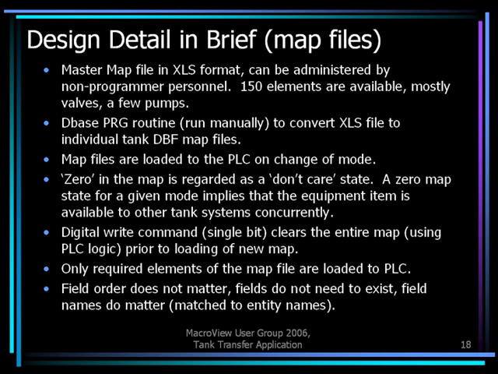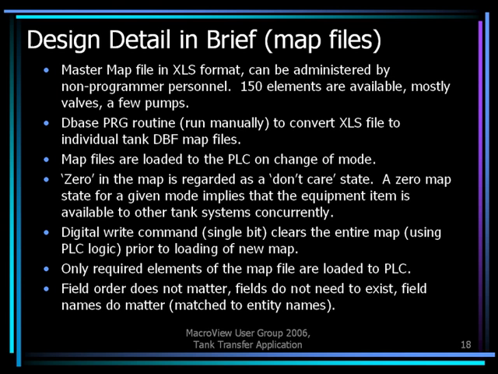Okay, talking about the map files, as we said, we're going to use Excel for that purpose, or we have used Excel for that purpose. The primary reason for that is so it can be administered by non-programmer type personnel. We can give it back to a process chemist or someone for them to check. We've got 150 elements available within the PLC structures, and we're probably running at about 110 out of 150 currently. So we've got some space to go bigger if they decide to add a few more valves into the system.